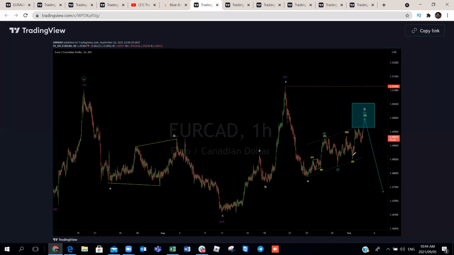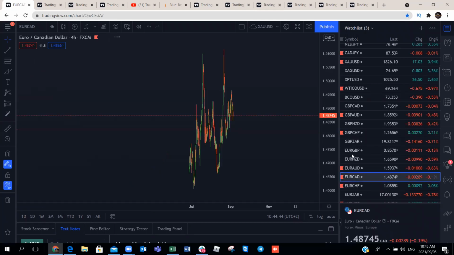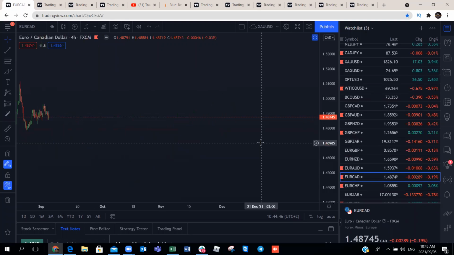So this is where we expected this one to give us a move into the blue box and a continuation to the downside. We are currently here. We're going to get continuation to the downside. That is what we're looking at on EURCAD. Let's have a look at it. EURCAD has traded into the blue box and reversed, as you can see.